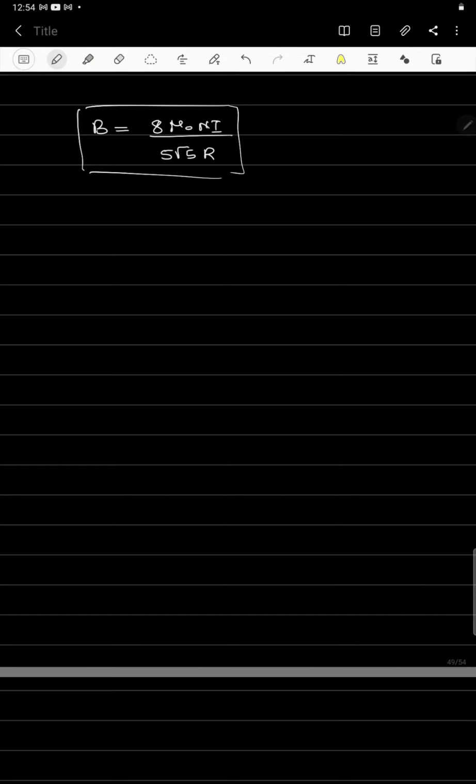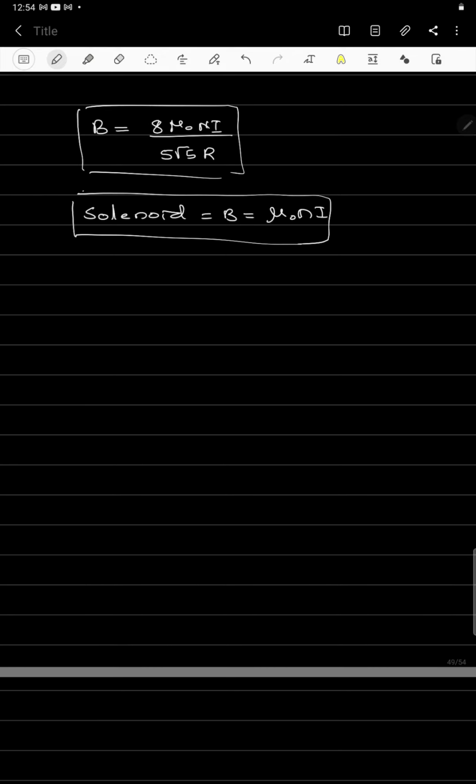Similarly, we derived another expression for a solenoid, that is the magnetic field B equals mu naught N into I. From this expression we will solve some problems in this session. Let us see the first problem.